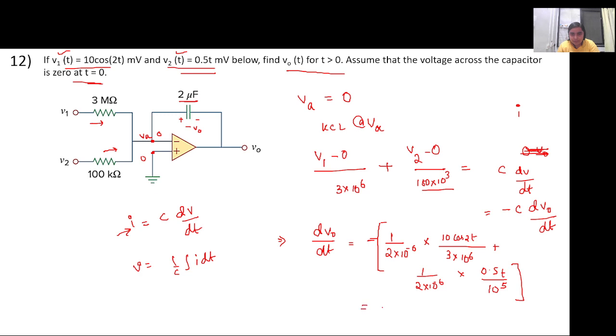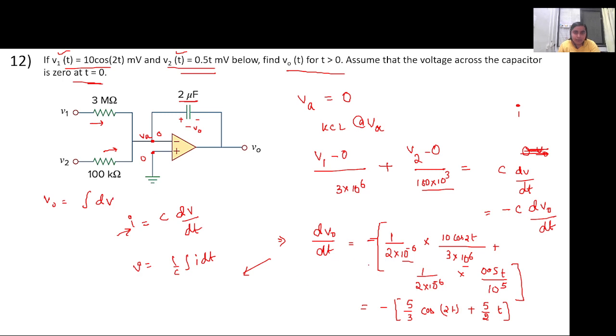I'll just simplify this side, so it will be minus, 10 to the power 6 and 10 to the power 6 will get cancelled, so it will be 10 by 6 or 5 by 3, 5/3 cos of 2t, plus, for 10 to the power 5, we will have 10 to the power minus 1 here, so if we bring it up, it will be 5/2 into t.